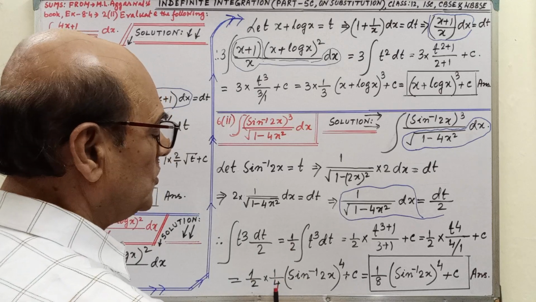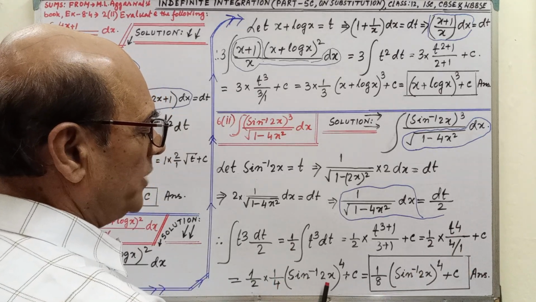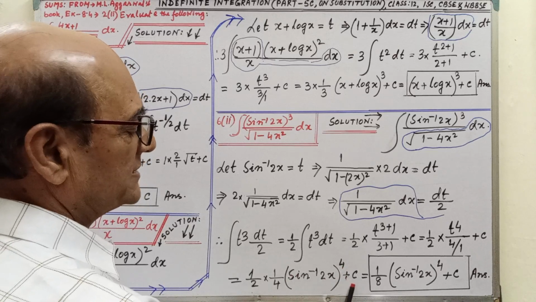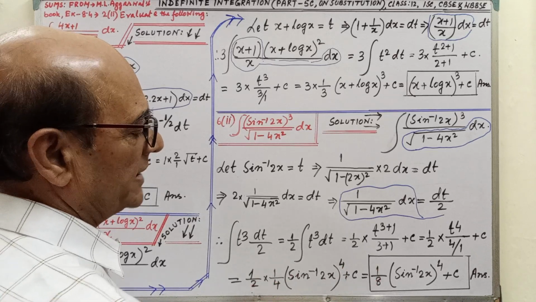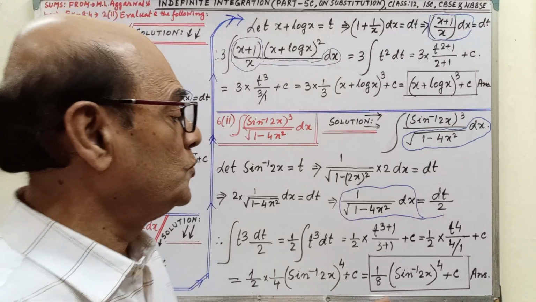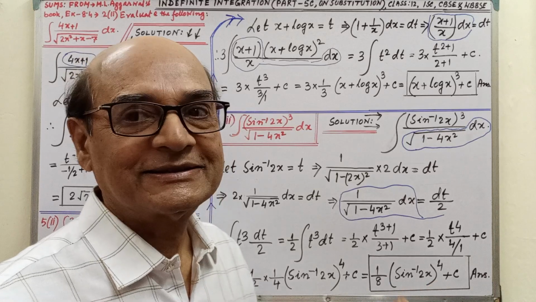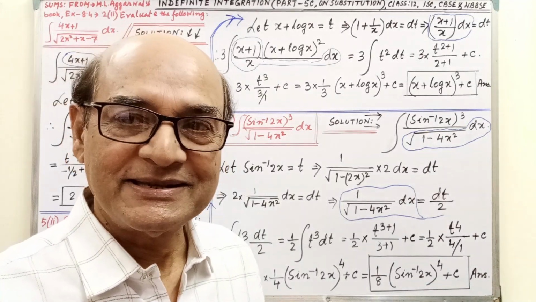By applying the formula and simplifying, we are getting this. Then we have to put the value of t, that is sine inverse 2x whole to the power 4 plus c, and 1 by 4 and 1 by 2. By multiplication, we are getting 1 by 8 into sine inverse 2x whole to the power 4 plus c. This is the answer. I think very simple.